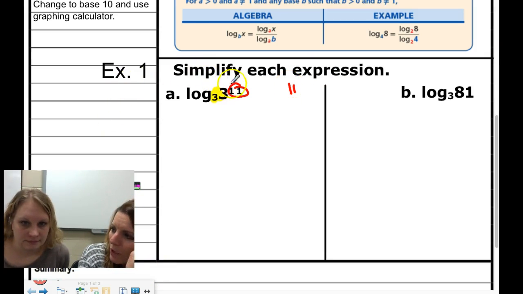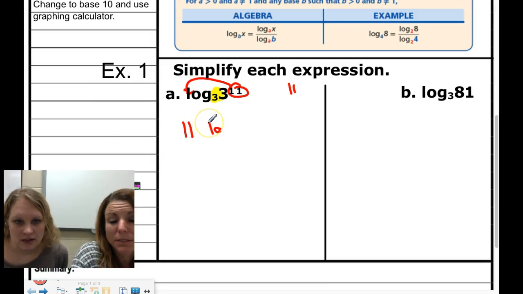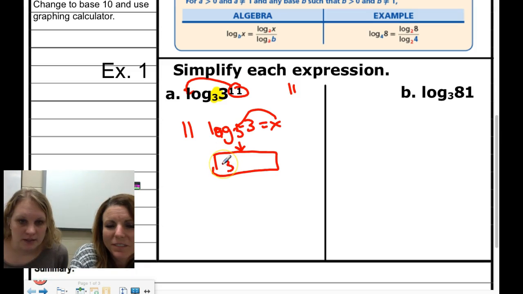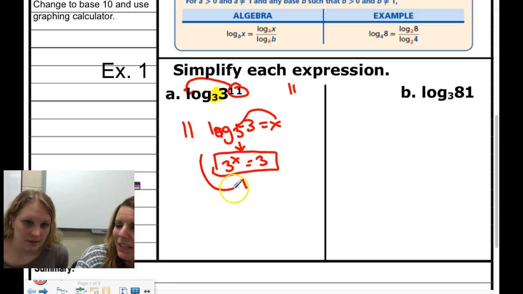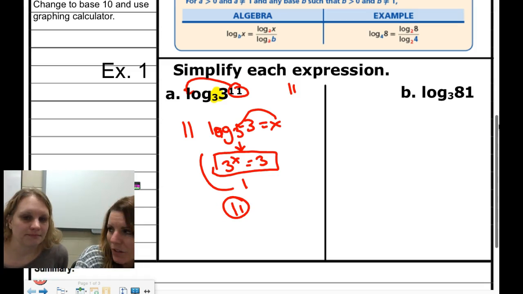But if someone did not recognize that, we could use the power property. So let's show the work that we would have. 11 log of 3, and the base is 3, equals x. So in this box, because we're keeping it simple, 3 to what power gives us 3? Well, one. It's just 1. And 11 times 1 is 11. So what we're trying to show you is if you don't recognize the property, you can do it the other way too.